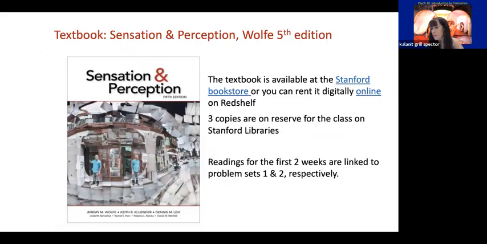The textbook that we are going to use is Sensation and Perception by Wolfe, and it's the 5th edition. If you guys have a prior edition like the 4th edition, it's probably also okay, though the page numbers might not match the numbers that we're going to publish in our reading. So we would prefer if you have the 5th edition if possible. You can get this textbook through the bookstore. You can also get a digital version through RedShelf, and we've posted the link.